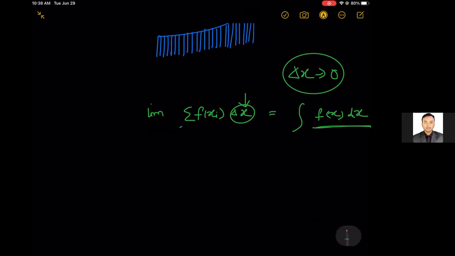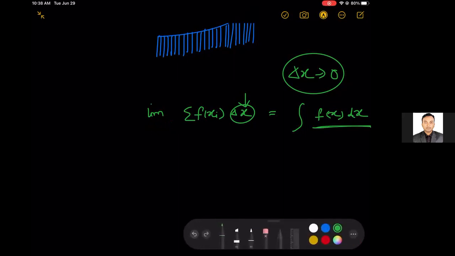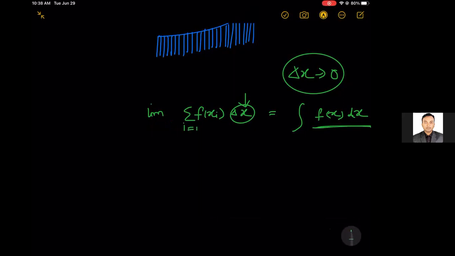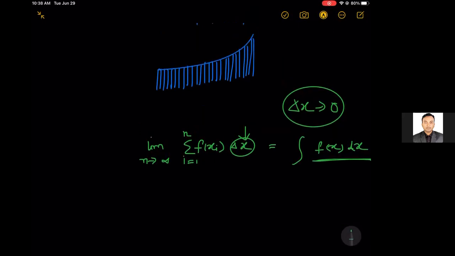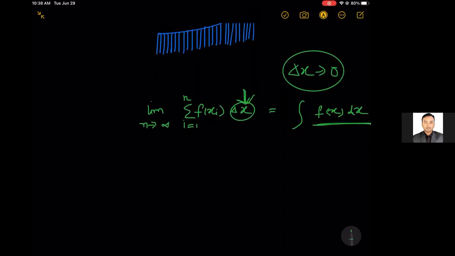I can say this is from i equals 1 to n. And if n tends to infinity, that means you're subdividing it into an infinite number of subintervals. That means so many rectangles here. Or in other words, delta x is really small, which is close to 0. Whichever way you think, it gives you the same idea. When that's the case, this is how we define this integration on that interval.